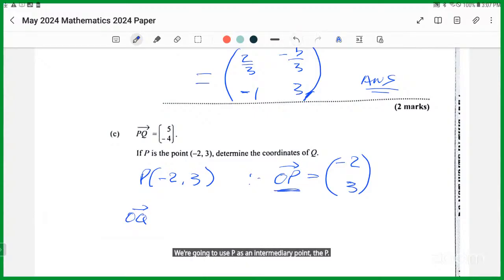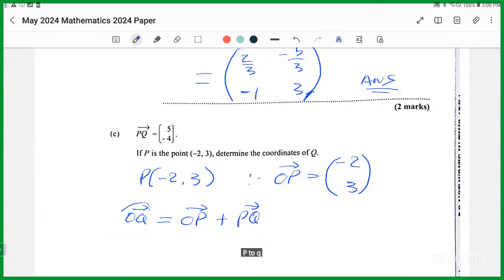Because this one starts at O, and this one ends at Q, where we want to end up. So to go from O to Q, we're going to go O to P first, using this vector. And then, plus means and then, we're going to go P to Q. So that is how we can go from O to Q. All right? So the OP is this one, -2, 3. And the PQ is this one, 5, -4.